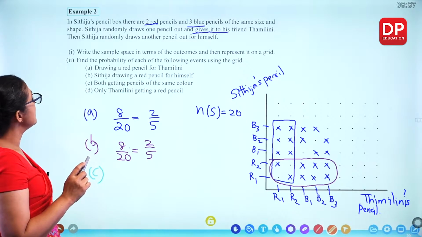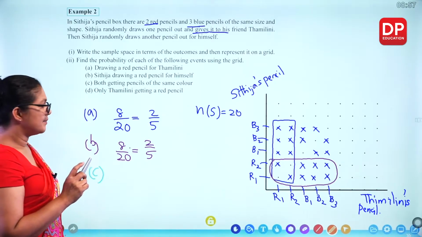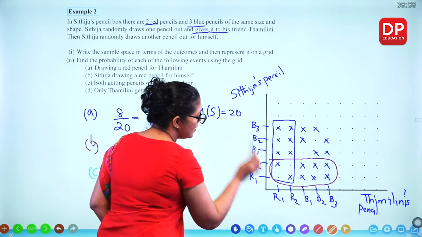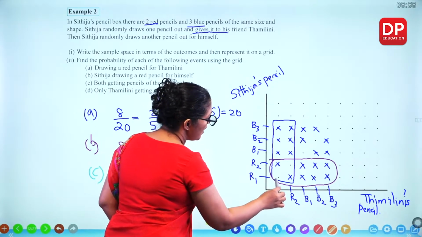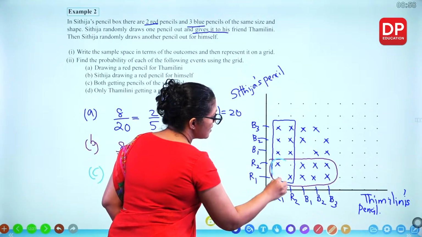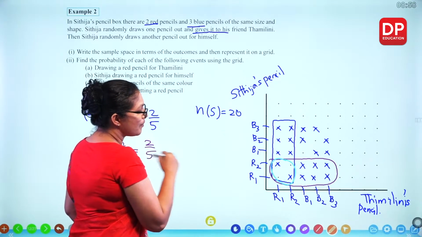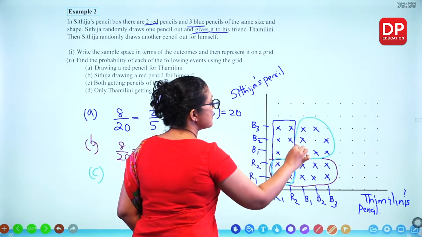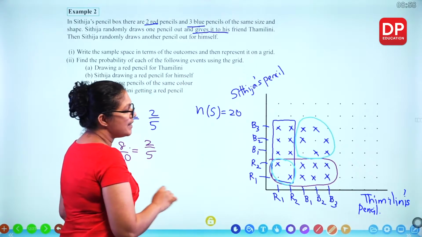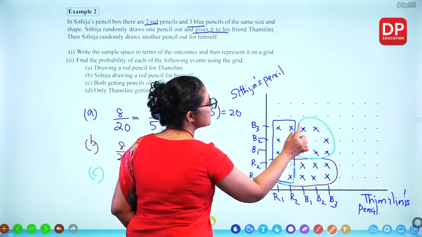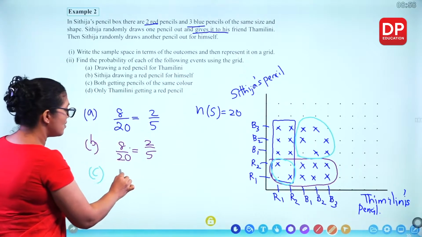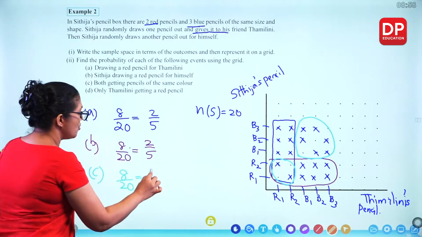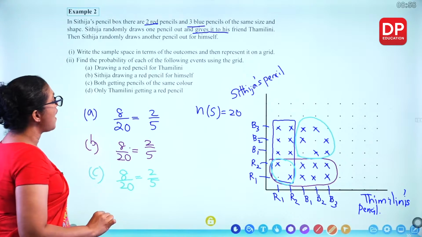Both getting pencils of the same color. That means if Thimalini gets a red one, Sithija is also getting a red one. So here these outcomes you can get. If these are blue, you can get blue ones. How many altogether? 1, 2, 3, 4, 5, 6, 7, 8. So 8 over 20, again divide by 4, you get 2 over 5.